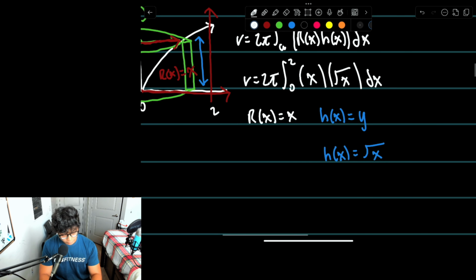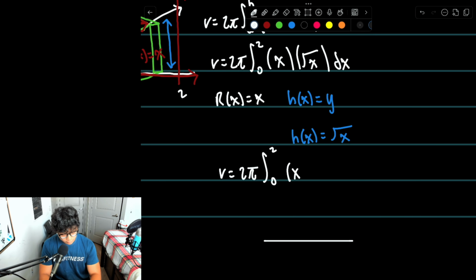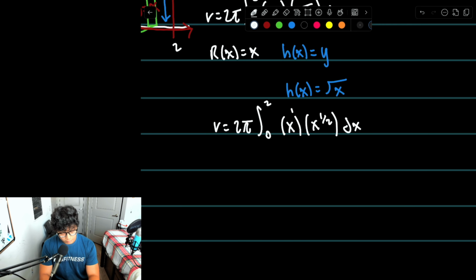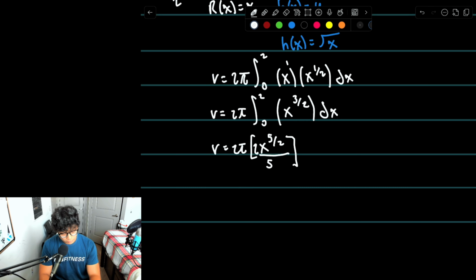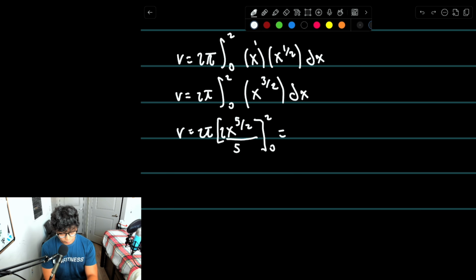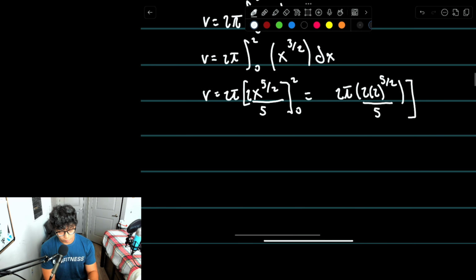If we simplify this equation, we can look at it as x times x to the 1/2, because that's the same as the square root of x. So this is basically just 1 plus 1/2, which is x to the 3/2. And now we just integrate. So we get our volume equals 2 pi times 2x to the 5/2 over 5, bounded by 0 to 2. And when we plug in our 2, it becomes 2 pi times 2 to the 5/2 over 5. And then our answer becomes 16 pi times the square root of 2 over 5.